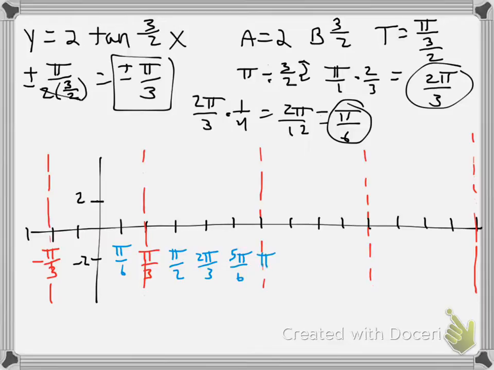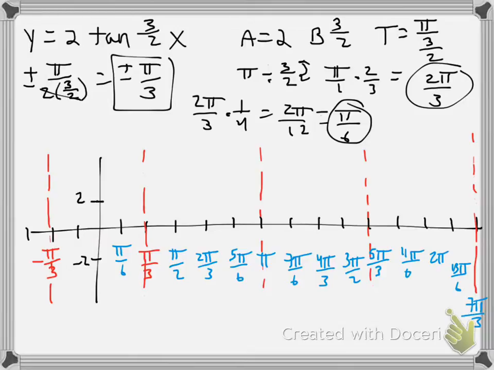Then 6 pi over 6, which is pi. Then 7 pi over 6. Then 8 pi over 6, which is 4 pi over 3. 9 pi over 6, which is 3 pi over 2. And then 10 pi over 6, which is 5 pi over 3, and then 11 pi over 6, and then 2 pi. And I'm just going to keep going. 13 pi over 6, and then 14 pi over 6, which is 7 pi over 3. Just because I already made all those tick marks.